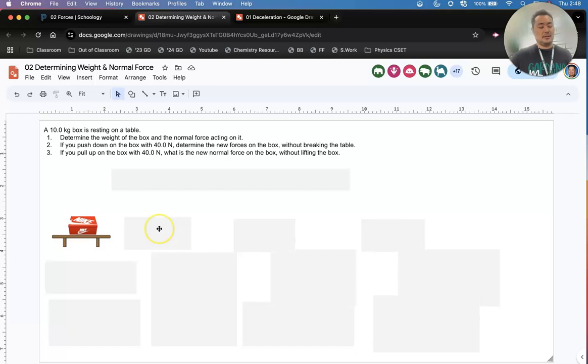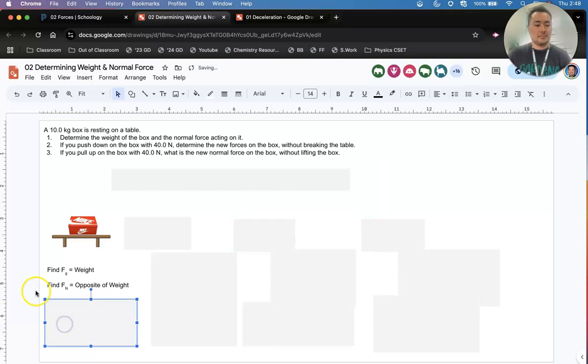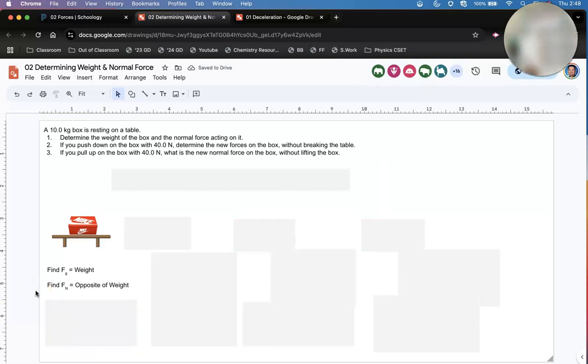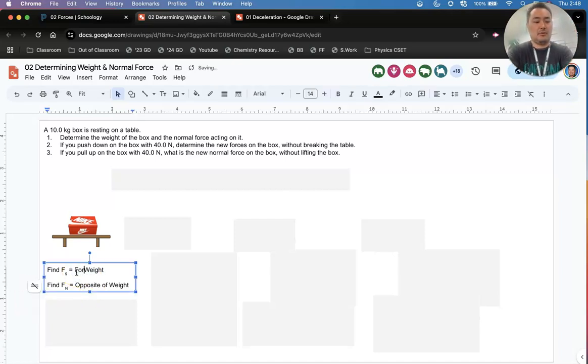What is the weight that's acting on the box? Now you're not just going to say 10 kilograms because I need to know how strong the pull is using gravity. So we're going to use the same equation, F equals ma. So here are some definitions that you can use to help you in this process. F little g means weight. F little n is the force that's opposite of weight. Force of weight, and then the force that's opposite of weight.